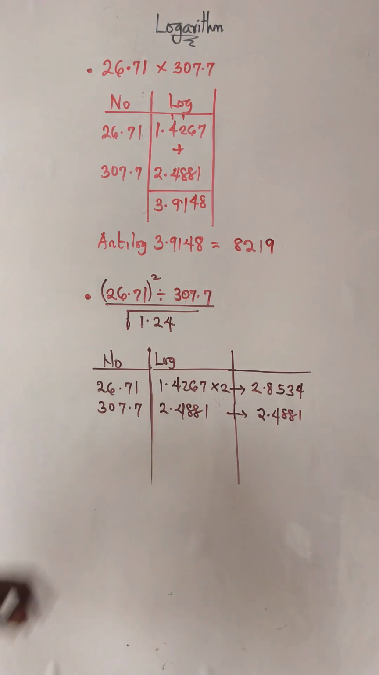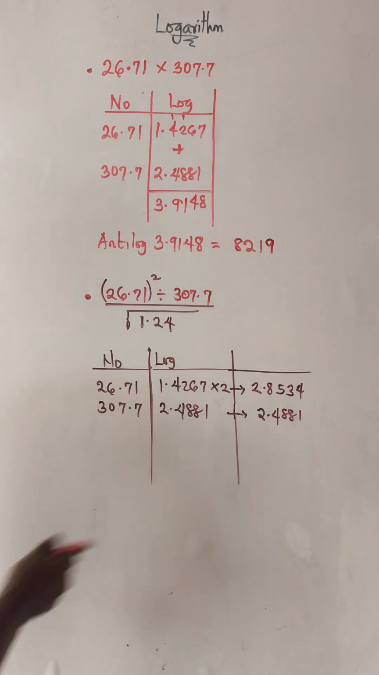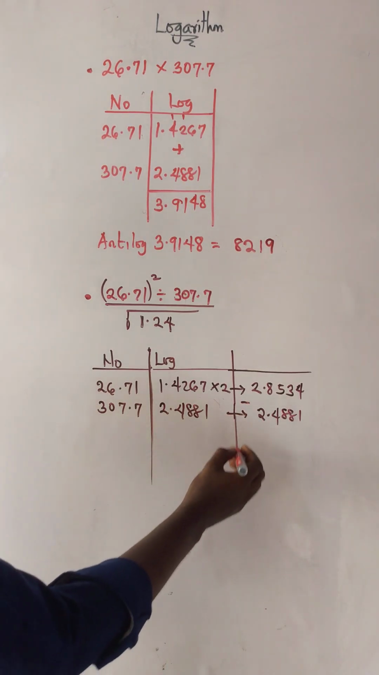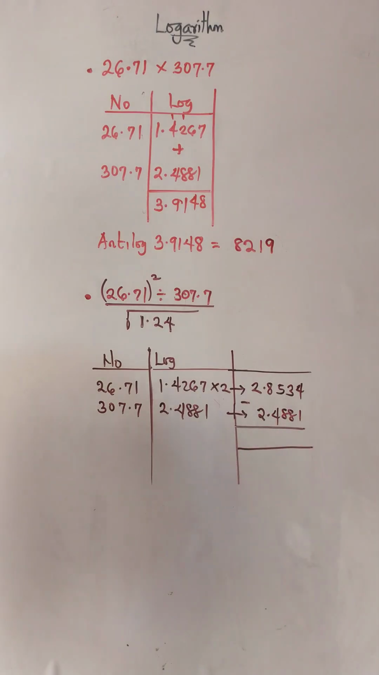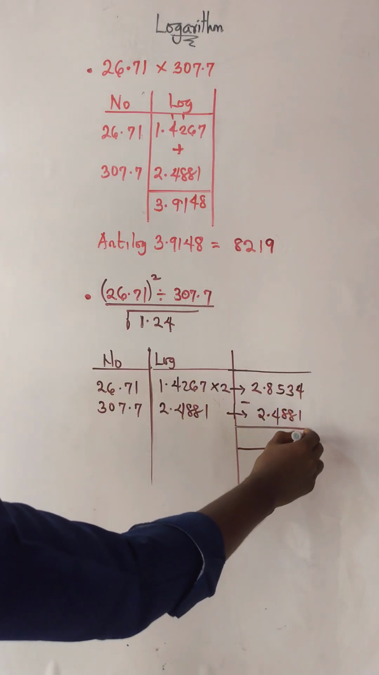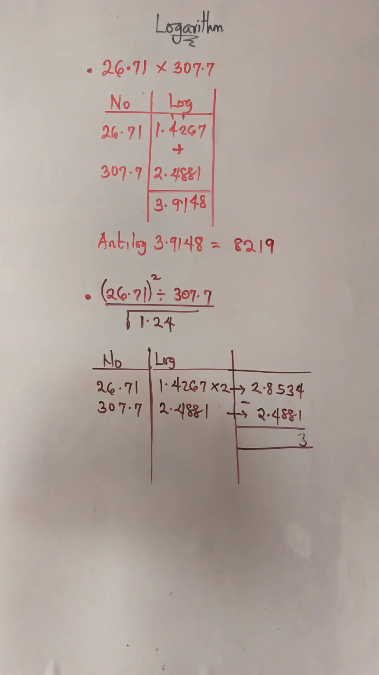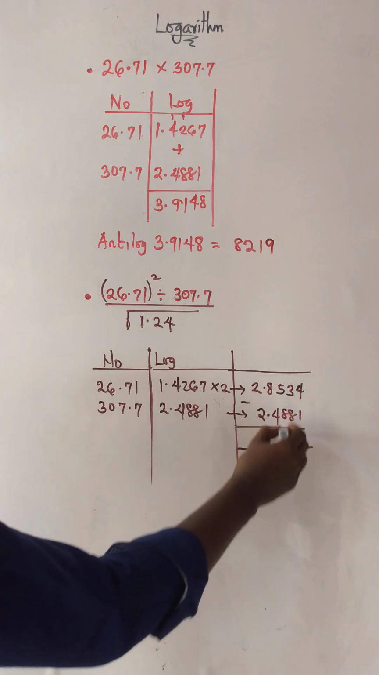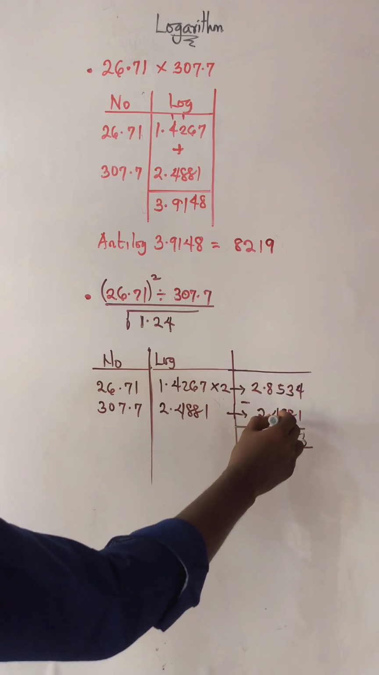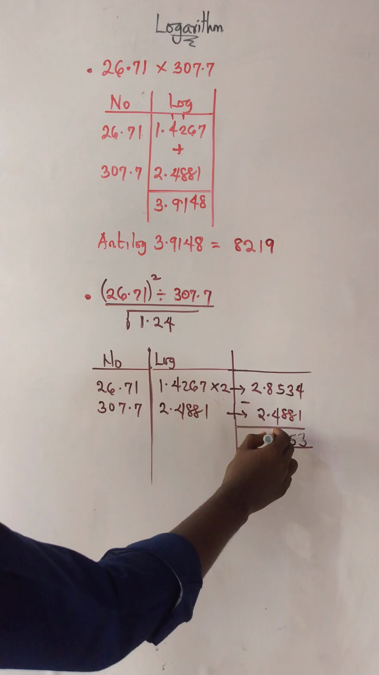Now what next? Because we have division here, we have to subtract. So let's subtract and see what we are going to get for the numerator. 4 minus 1, that's 3. Here we have 13 minus 8, that is 5. This is 4, so 14 minus 8, that is 6. 7 minus 3, 10 minus 4, that is 3.